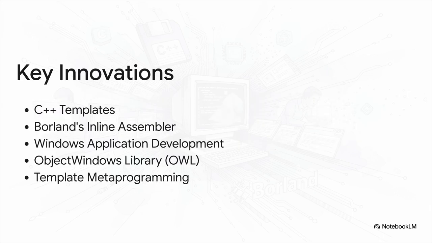And we're not talking about small, minor updates here. These were massive innovations. C++ templates became a fundamental part of the language itself. Then you had things like Borland's inline assembler, which let you drop super optimized, low-level code right into your C++ for a serious speed boost. The Object Windows library, they called it OWL, made building apps for the newfangled Windows 3.0 so much easier. Borland wasn't just playing catch-up. They were literally pushing the boundaries, even getting into crazy advanced stuff like template metaprogramming. It's like teaching the compiler to write some of the code for you. Wild stuff for the time.